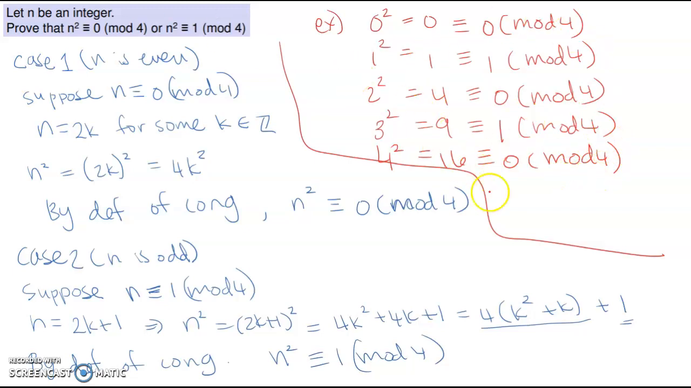So by looking at these cases, I think we can nicely wrap up by saying that n squared is congruent to either 0 or 1 modulo 4. Alright, so try number 40 as your proof, and I think that's it.